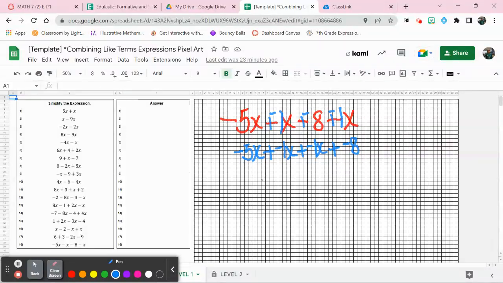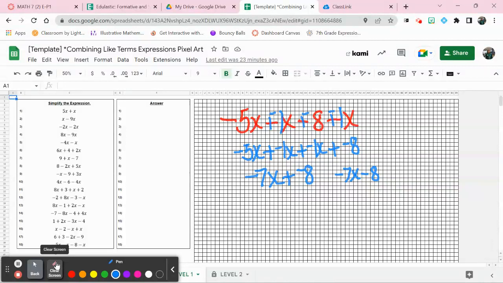All right. So, same signs, we can add them. Negative 5 plus negative 1 is negative 6. And then we've got another negative. Negative 6 plus negative 1 is negative 7. Negative 7x plus that negative 8. So we want to rewrite that in the correct way to get our answer. It is negative 7x minus 8. And you're ready to type in your answer.